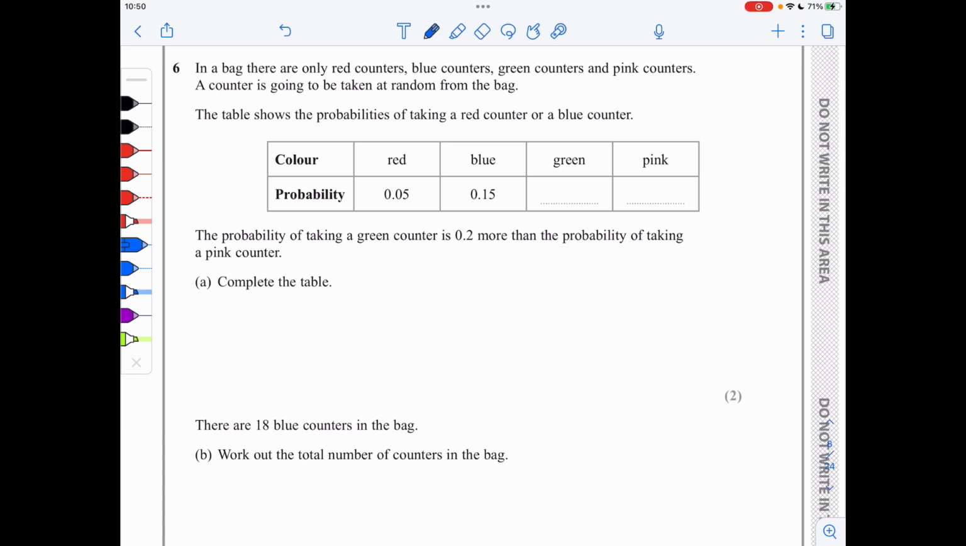So if I put an x in the place of pink, then for green it's going to be x plus 0.2, and if I add the probabilities up, 0.05 plus 0.15 plus x plus 0.2 plus x, this should be 1 because the sum of the probabilities is 1. So this leads to 0.4 plus 2x is 1, so 2x is 0.6, which means that x is 0.3. So I can go back to the table. In the place of pink I put 0.3, and in the place of green I put 0.5.